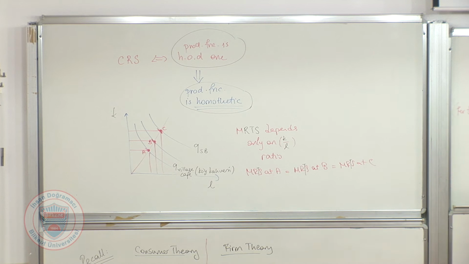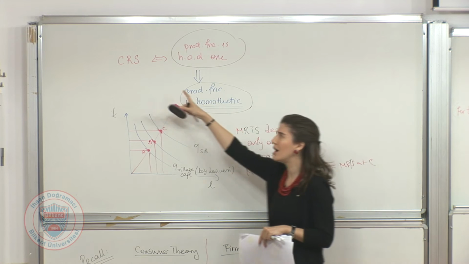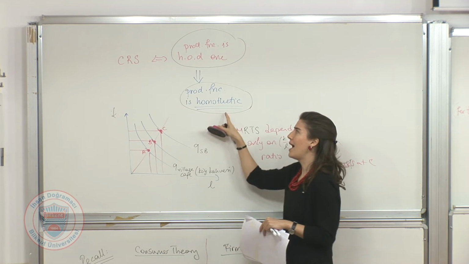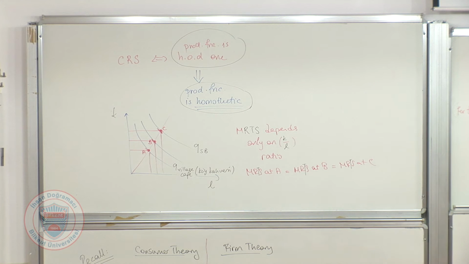But now let's actually see this. So, okay, fine. I figured that with constant returns to scale, the production function should be homothetic. But do you think, for instance, let me put it this way: do you think I can have increasing returns to scale, and again, my function is homothetic? Do you think it's possible?